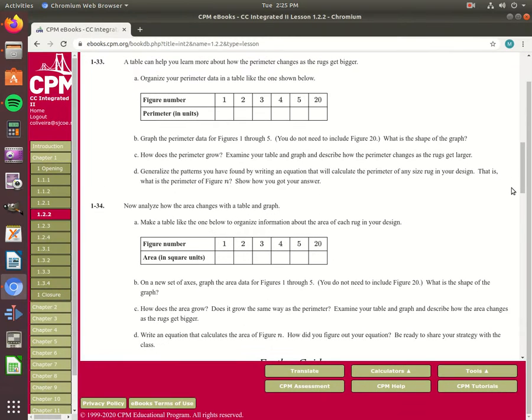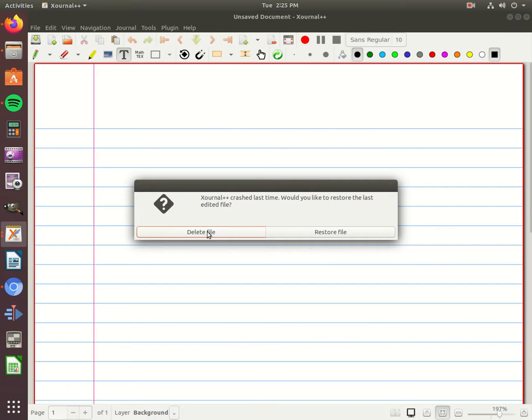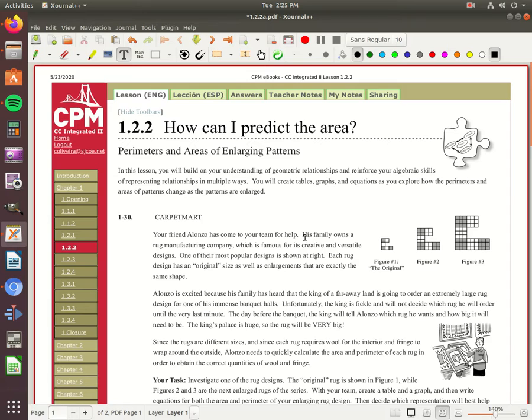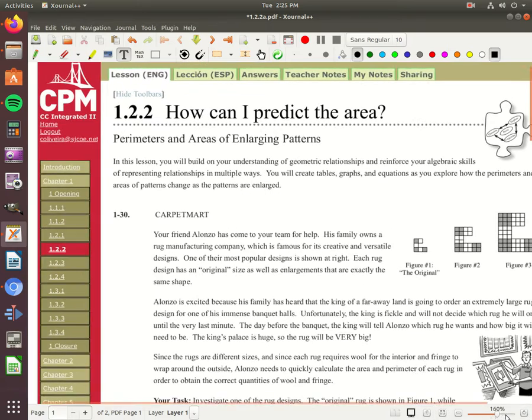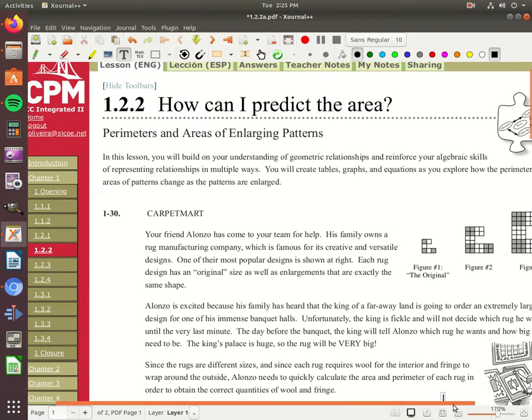So, I don't know what just happened right there. I somehow managed to close the program, I guess, so I apologize for that. That was unexpected to say the least.